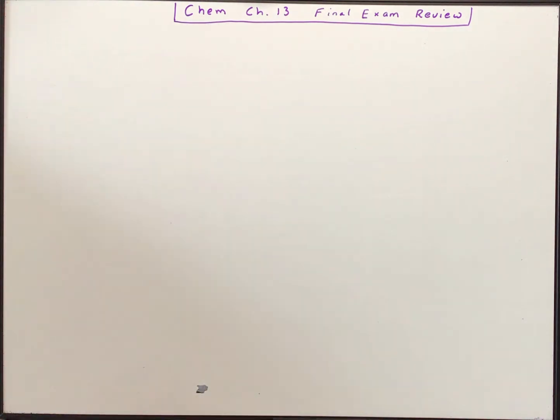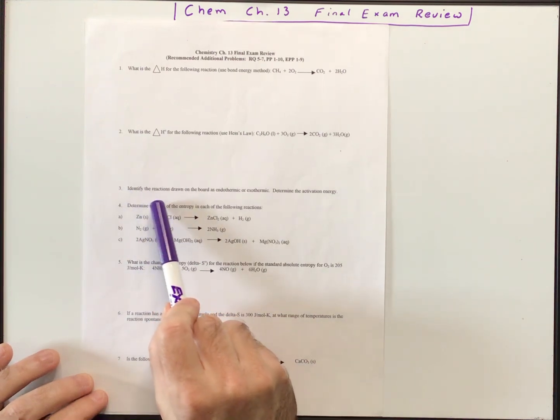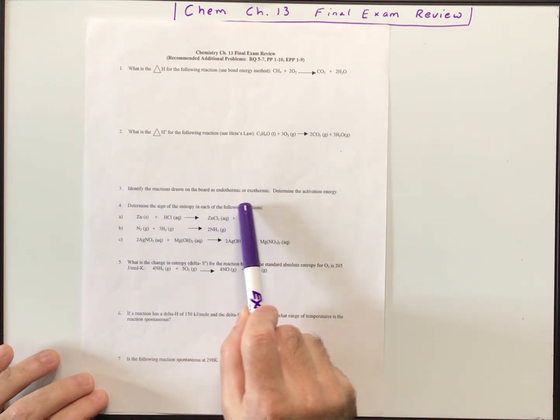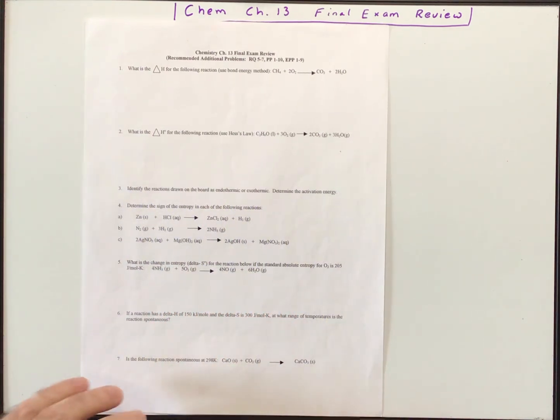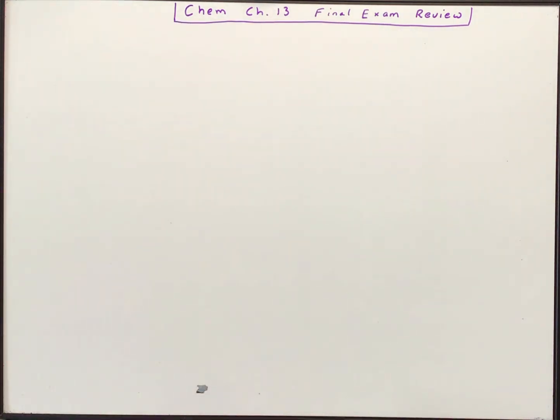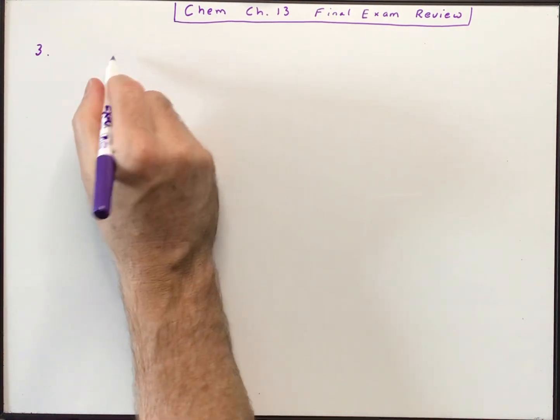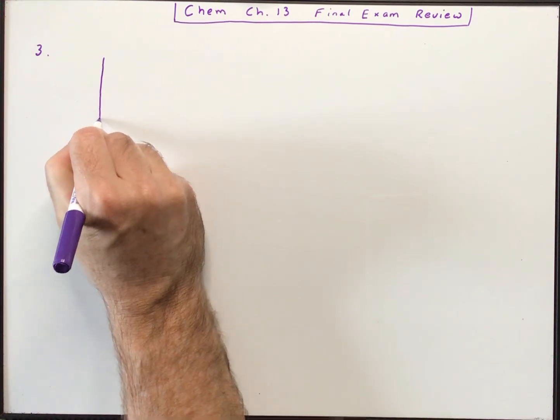Number 3 says identify the reactions drawn on the board as endothermic or exothermic and determine the activation energy. When I was the classroom teacher, I would just make up a couple of graphs on the board. So we'll just make that up here. It may be different than what your teacher does, but let's draw an energy diagram.